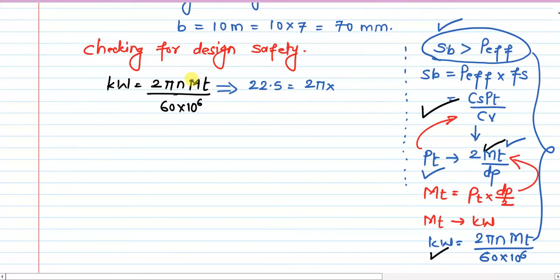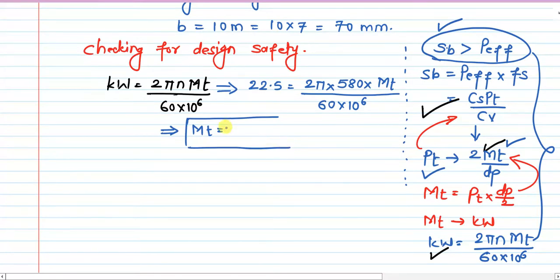So we can take the power which is actually to be passed on, and the speed of the gear NG we have to consider. NG is 580. MT, the torque which is to be transmitted, is not known to us, divided by 60 into 10^6. Okay, so now there is only one equation, one unknown, and we get the value of MT. Once you calculate this, it comes out to be 370446.85 Newton mm.